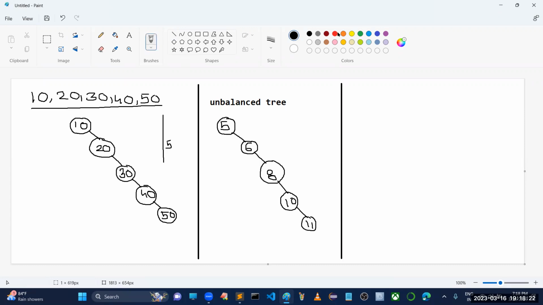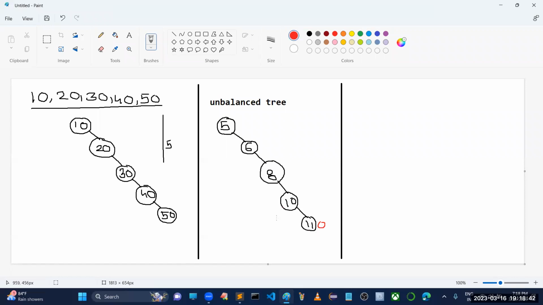Sir, how are you able to say it is unbalanced? If you observe here, what is the height of this particular node? The balance factor of this node is 0, because what is the left subtree height? We don't have any node, so 0. What is the right subtree height? 0. 0 minus 0 is 0.